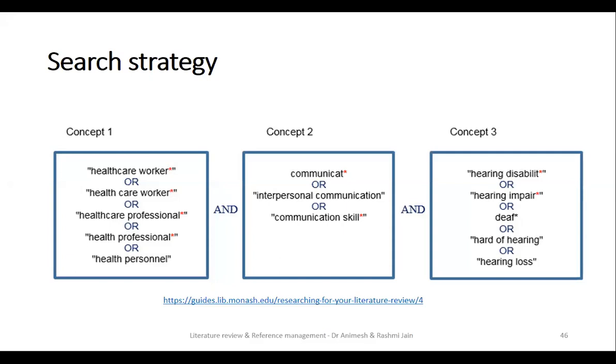But please remember, after all that, I'm looking at AND. So when I say AND, I want communicate asterisk. In this, anything with communication, communicating, communicator, whatever, will come. Then I put inverted commas, "interpersonal communication", or communication skill with an asterisk. Again, skills, skill set, all that will come here. And hearing disability. Now for disability, I put an asterisk, so it gives me disability, disabilities, all that. Impairment and all that, impaired. So this will give me a very good search.